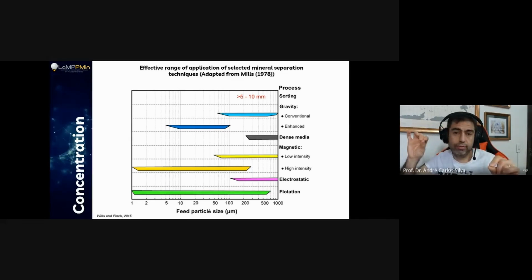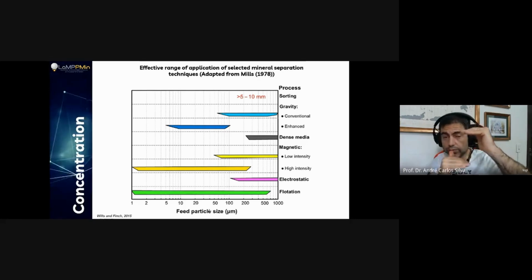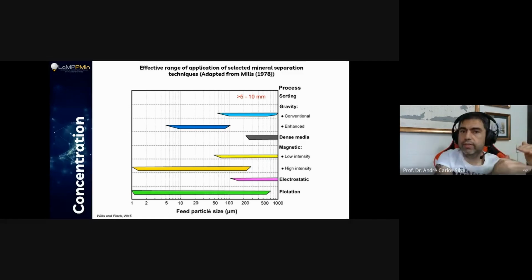For example, sulfides. I have sulfides bearing gold, and I have sulfides that don't have gold, they're sterile. How can I separate the sulfides? By flotation? Probably not. Okay, so I'm gonna do this first stage, and I'm going to separate these two sulfides, and then I'm going to this stage and this stage and this stage.